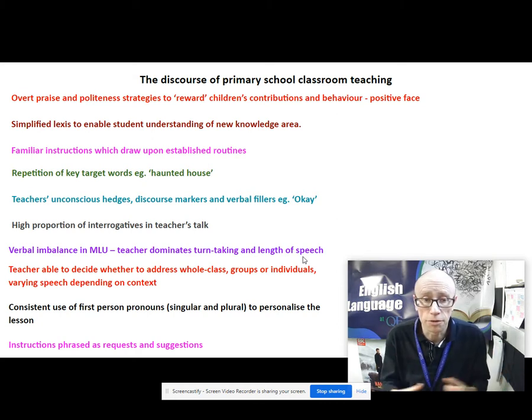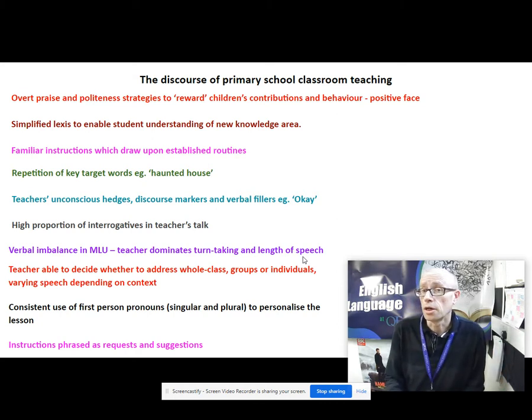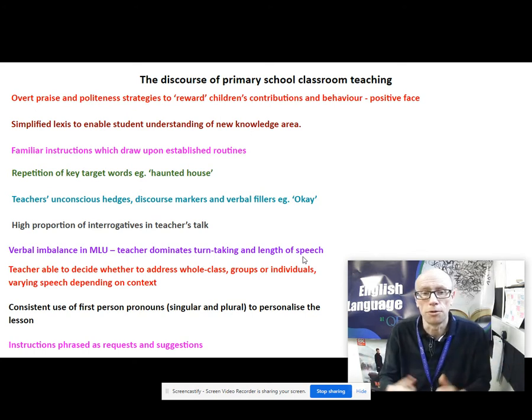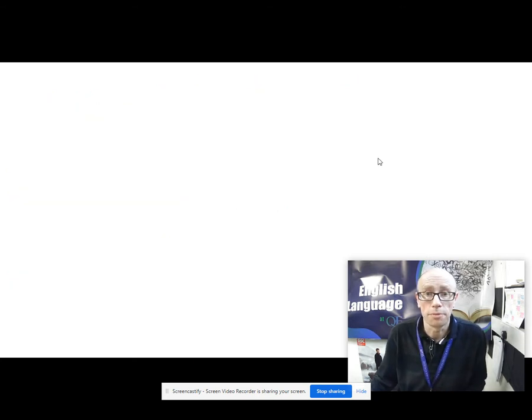Another interesting grammatical feature to look at is the use of pronouns. Quite often she's using first person plural pronouns, so this is we, us, and our, which gives a sense of collective endeavour, that she's including the children in their journey forward. And this personalises the message. And I said before about instructions, quite often these instructions are phrased as kind of requests and suggestions rather than just direct instructions. Those are some of the teaching features that we see in primary schools.